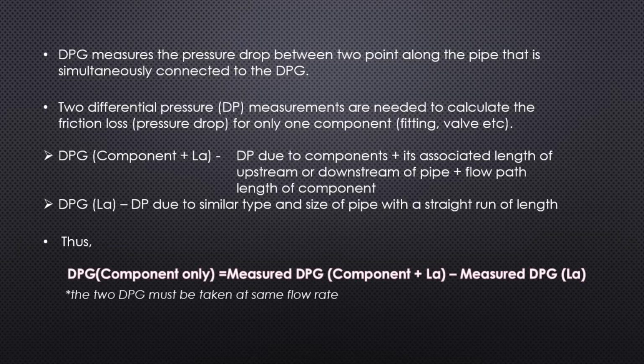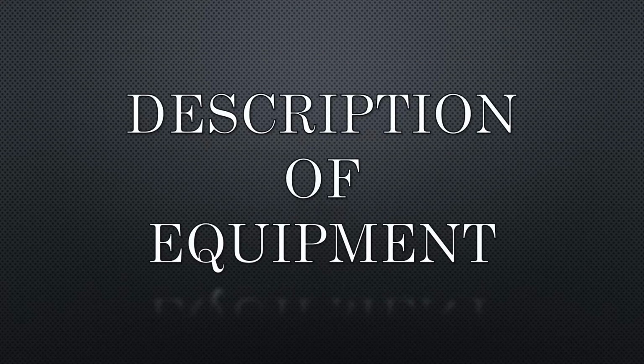So that's all for the theory part. For description of equipment, basically, this apparatus consists of three pipelines, which are galvanized iron 1, GI1, stainless steel 1, SS1, and galvanized iron 2, GI2. The difference between galvanized iron 1 and galvanized iron 2 is that galvanized iron 1 is used to circulate water from tank 1 to tank 2, and galvanized iron 2 is used to flow water from tank 2 to tank 1.